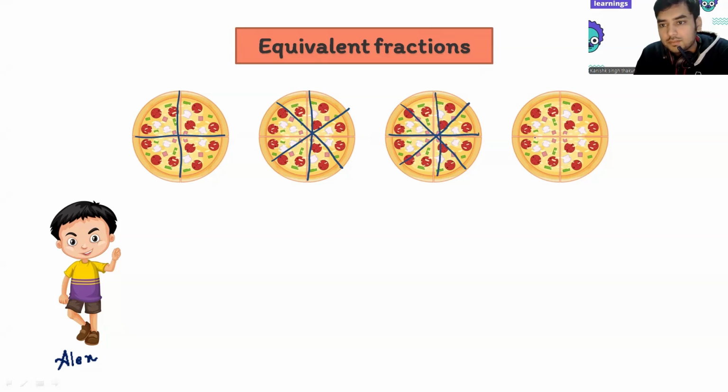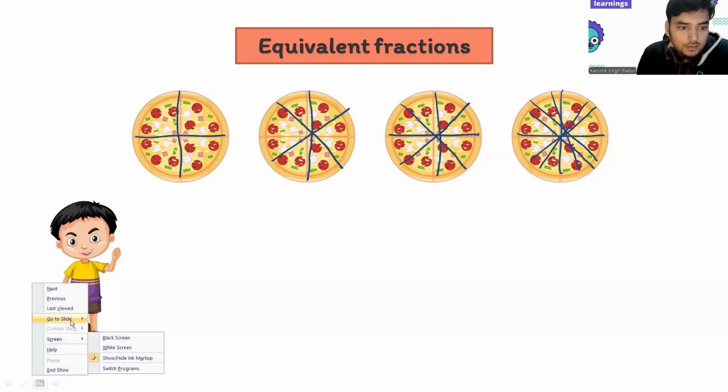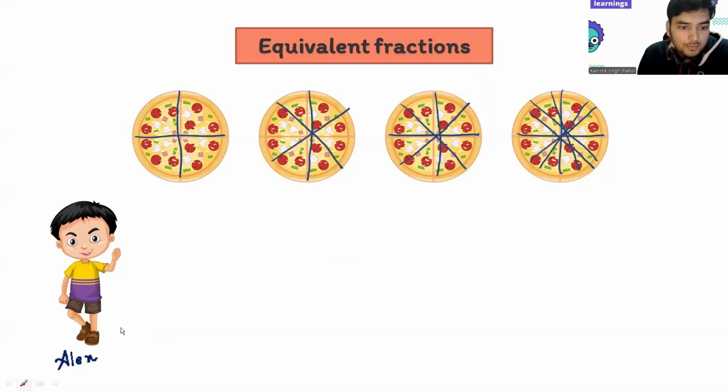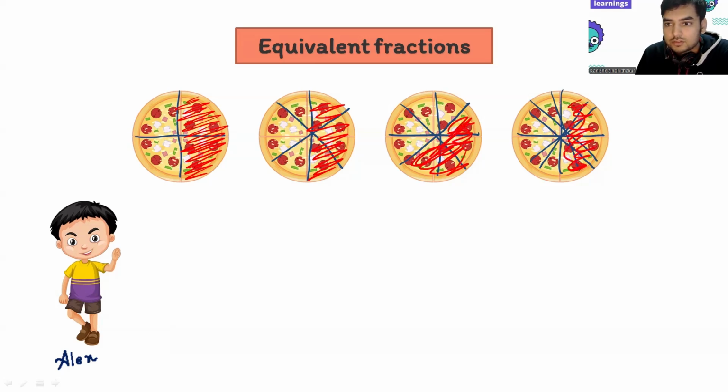Okay, another pizza has, say, 16 slices, all of them equal slices. Now consider this. Suppose he had a bet with his friends. One friend ate this much of the pizza, another friend ate this much, another friend ate this much, and another friend ate this much of the pizza.